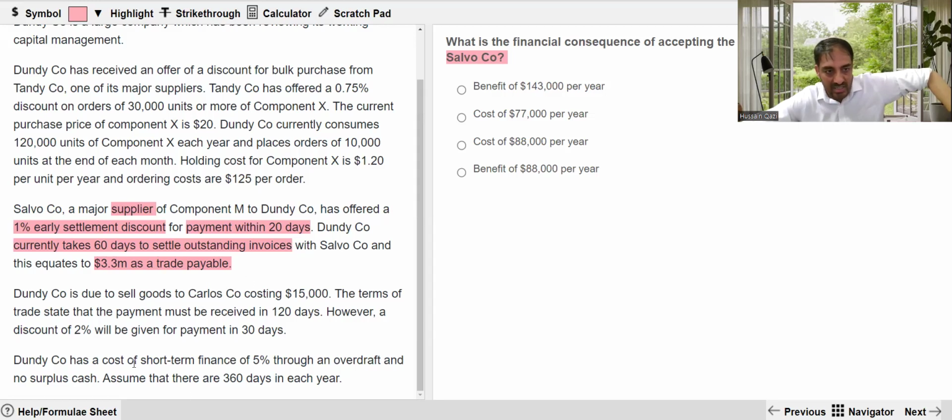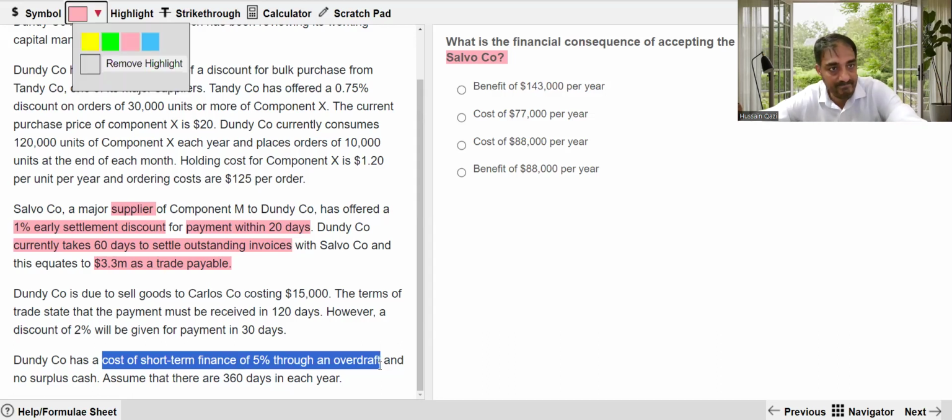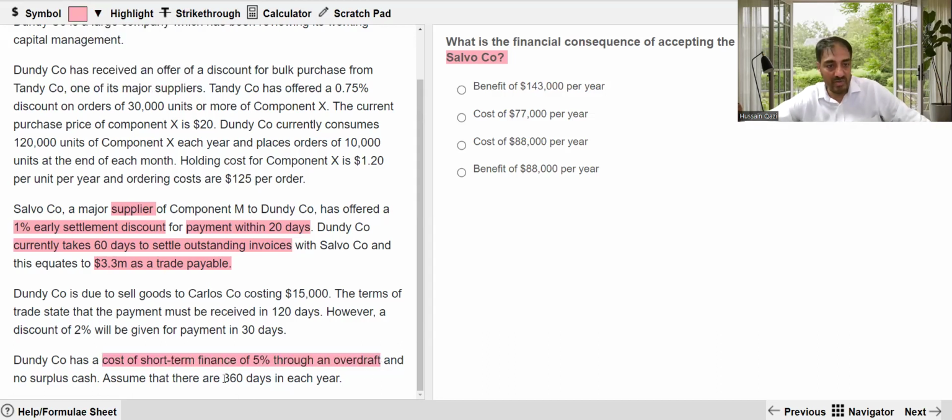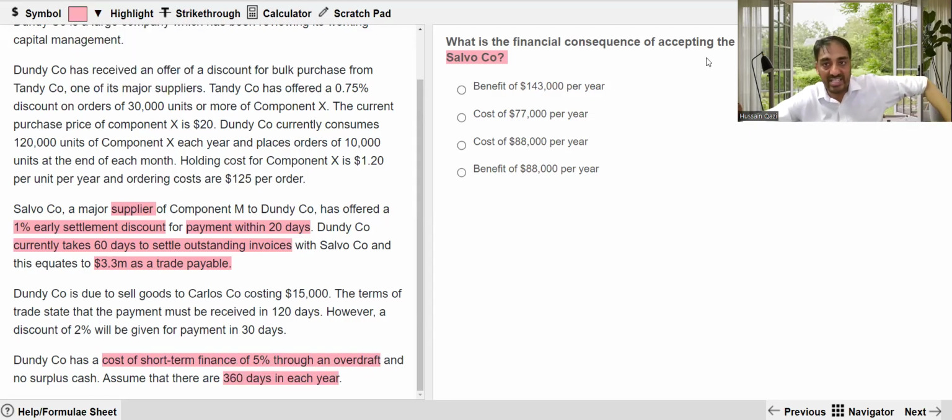Furthermore, the last para, the cost of short-term finance is 5% through overdraft, and assuming there are 360 days in the financial year. The question is the financial consequences of accepting the early settlement discount from Salvo. So here you need to develop your mindset. You need to analyze benefit versus cost and calculate the net benefit.